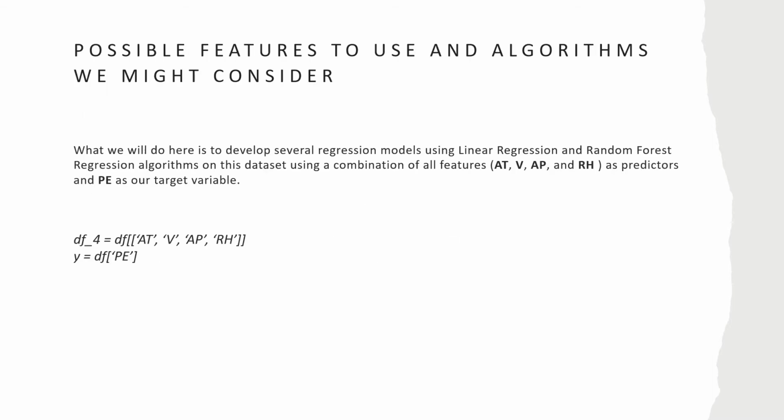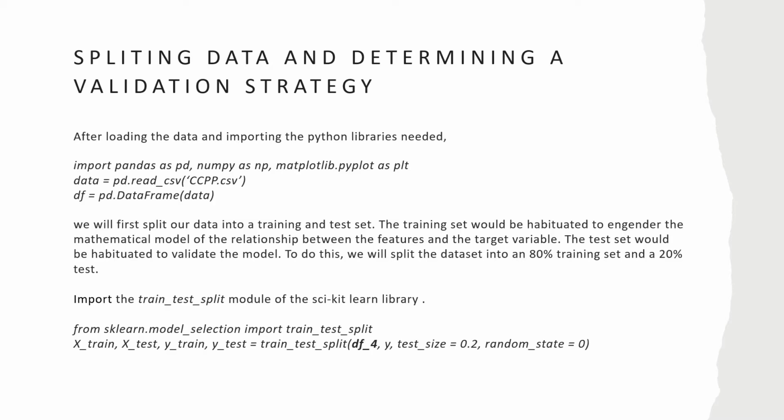Okay, so what we're going to do is develop two regression models using linear regression and random forest regression algorithms on this dataset using a combination of all features, temperature, ambient pressure, relative humidity, exhaust vacuum as predictors, and net hourly electrical energy output as our target variable. After loading the data and importing the Python libraries needed, we will first split our data into a training and a test set. The training set would be used to generate the mathematical model of the relationship between the features and the target variable. So to do this, we will split the dataset into an 80% training set and a 20% test set.